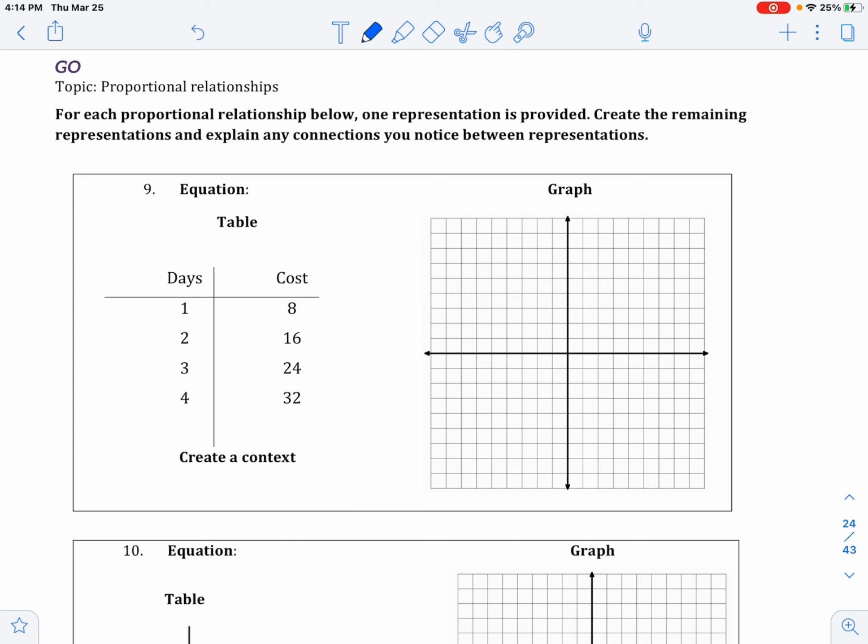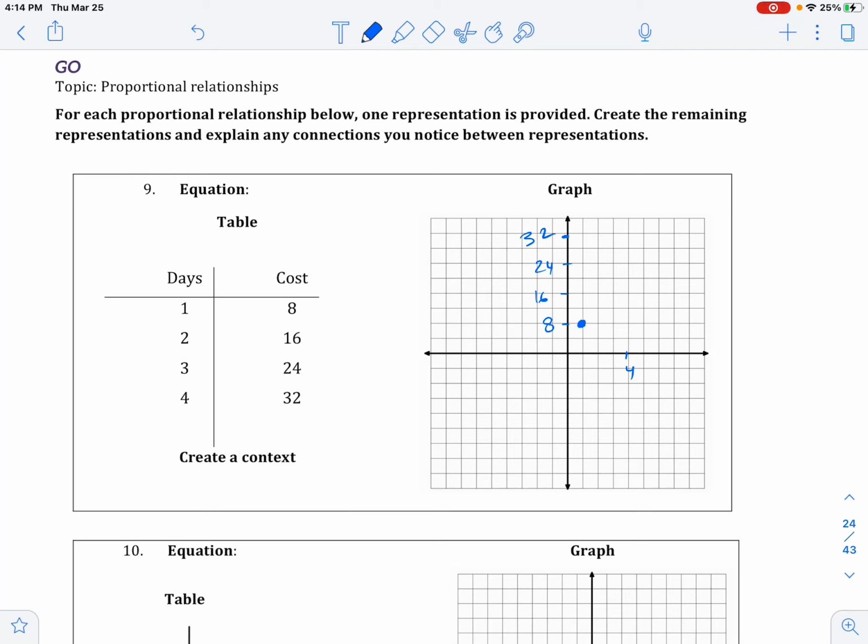So the first one, 9th: 1, 2, 3, 4, 8, 16, 24, 32. So just plot the points. Just imagine if I mark each unit as 4 here, each box as 4, so this is 8, that's going to be 16, that's going to be 24, it's going to be 32. If I mark my points, first at 1 it's 8, that's here.